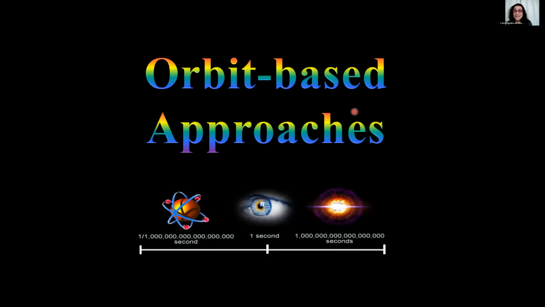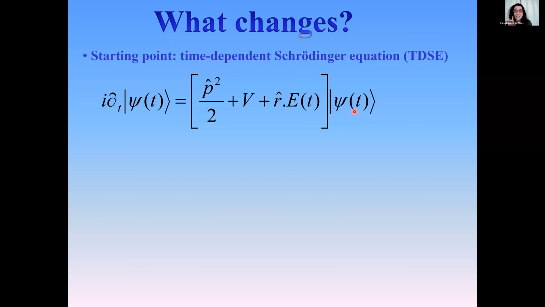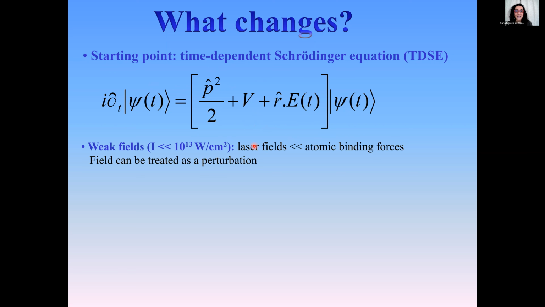And what is very important are orbits, as I said, and what changes. Normally, if you're dealing with intensities that are weak or relatively weak, you look at the time-dependent Schrödinger equation. Let's say this is the simplest case that you can have, one electron in a field. So this is the atomic Hamiltonian. This is the coupling with the field. Normally, what happens is that if the field is weak, the laser field is much weaker than the atomic binding forces, so you can treat the field as a perturbation, and that's how people are used to seeing an external field, something that excites or de-excites the system.